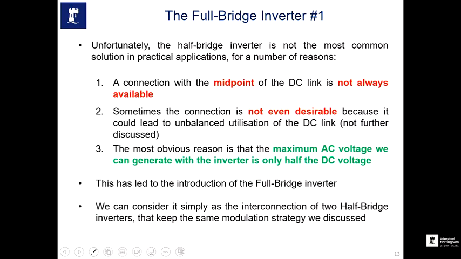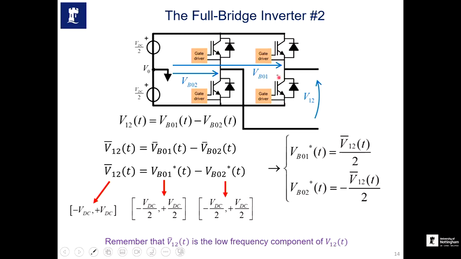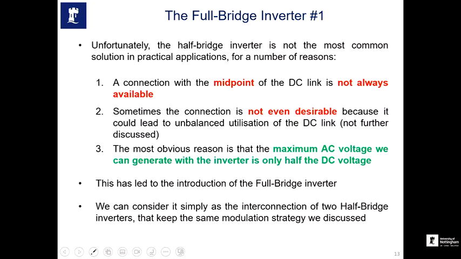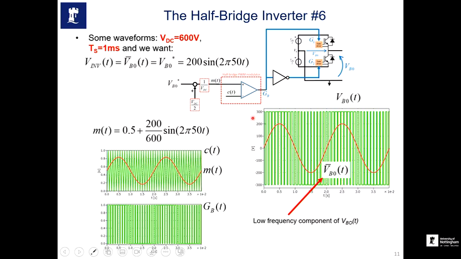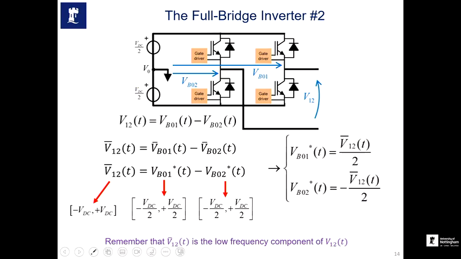So, this led to the introduction of the full bridge inverter, and basically it's as simple as connecting 2 half bridges together. So you have, as you can see, 1 half bridge in here, another half bridge in here, and then you control the 2 half bridges with the 2 PWM modulators that we saw in here. For each of the half bridges, we'll use one modulator like this one, and then we will be able to generate a nice AC output as the output of this full bridge inverter.